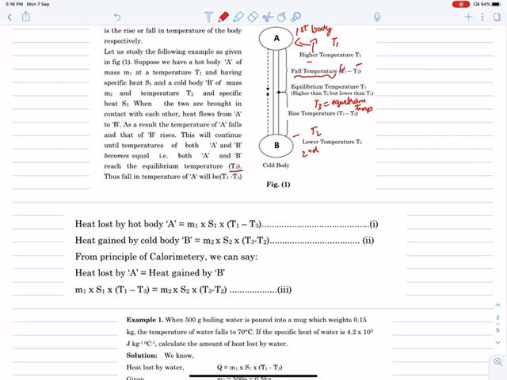Now heat lost by body A is given by M1 into S1 into T1 minus T3, equation number 1. Heat gained by body B is equal to M2 into S2 into T3 minus T2, equation number 2. So from the principle of calorimetry, or the principle of conservation of energy, heat lost by A is equal to heat gained by B.